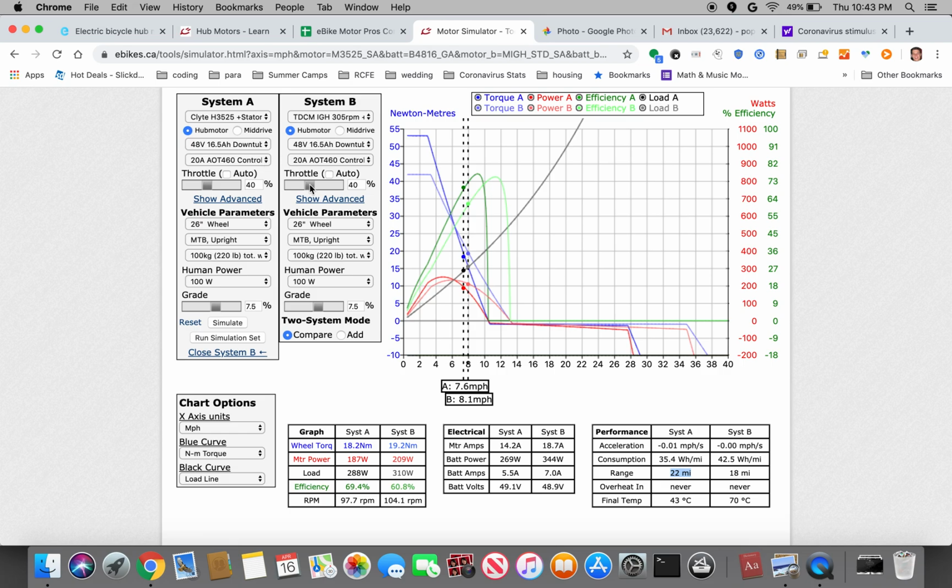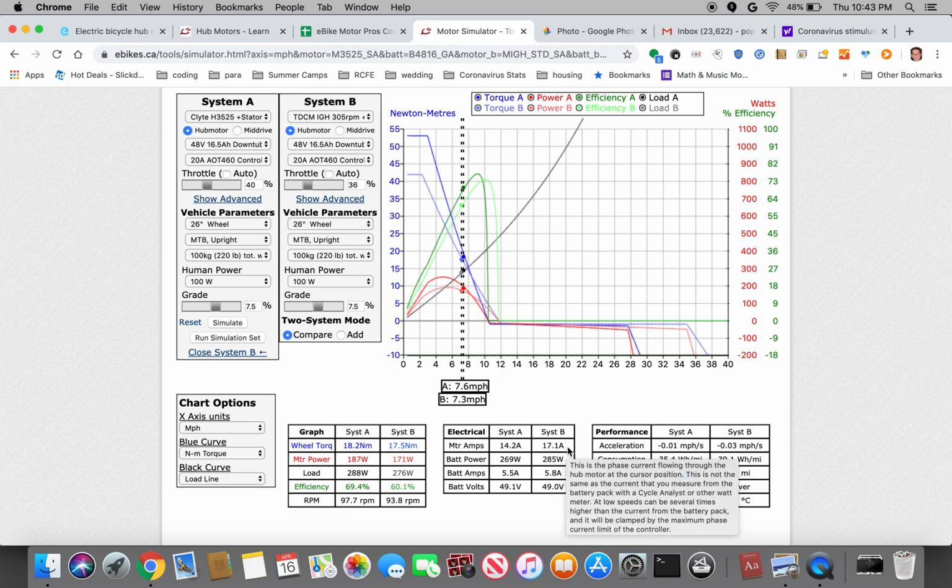And you could play around with the throttle and see, for instance, at these lower speeds, the crystallite motor is at 70% efficiency versus 60% efficiency for the TDCM. So playing around with this motor simulator allows you to figure out how much range you're going to have. It's also going to allow you to look at how many amps the motor is drawing, and that's going to decide what type of controller you might need. In certain circumstances, you might need a higher amperage controller as these amps increase.